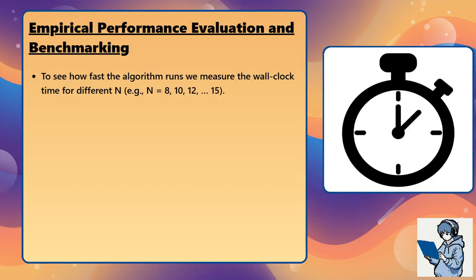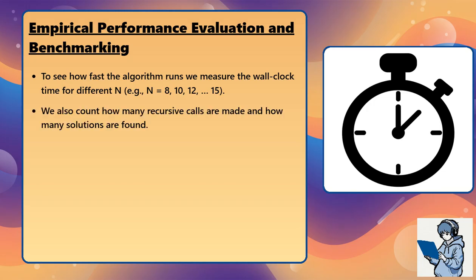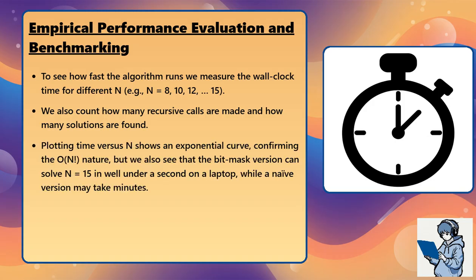To see how fast the algorithm runs, we measure the wall clock time for different n, for example, n equals 8, 10, 12 through 15. We also count how many recursive calls are made and how many solutions are found. Plotting time versus n shows an exponential curve confirming the big O of n factorial nature. But we also see that the bit mask version can solve n equals 15 in well under 1 second on a laptop, while a naive version may take minutes.